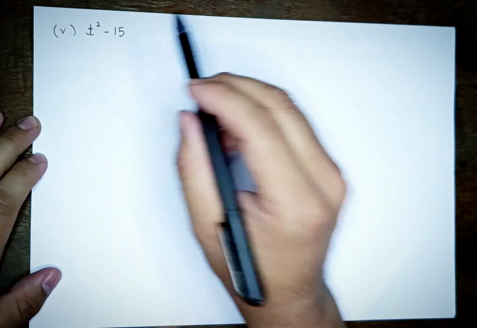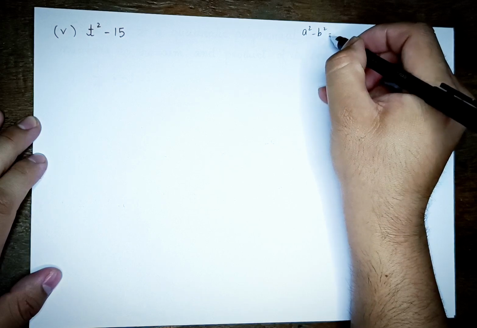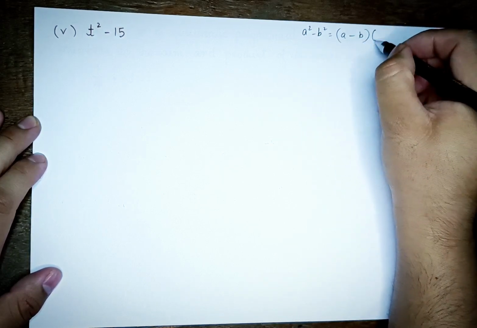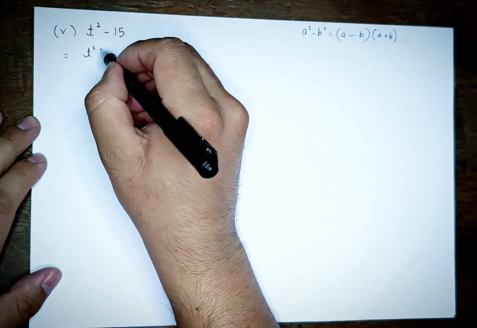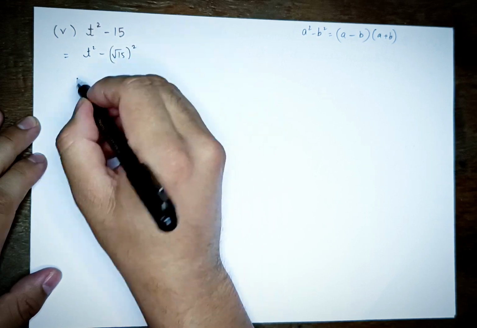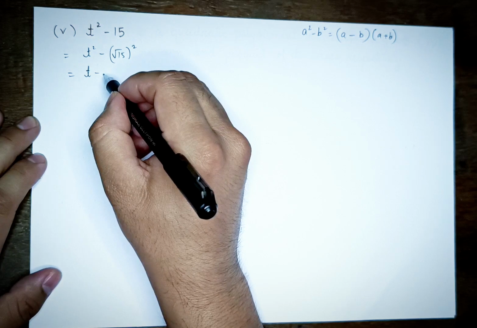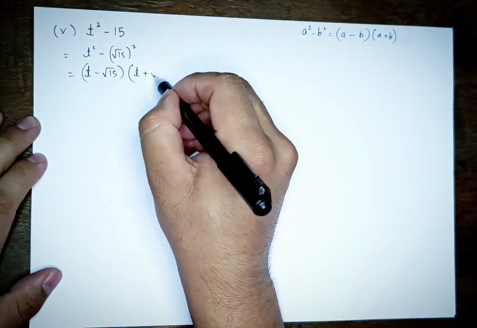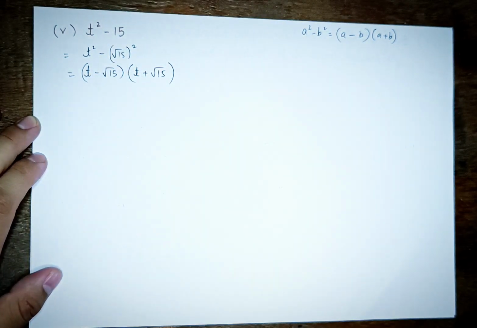find the zeros of this polynomial, we will be using the formula a square minus b square is equal to a minus b whole into a plus b. Here t square minus, this 15 can be written as root over 15 whole square. Using this formula we can write this as t minus root over 15 whole into t plus root over 15.